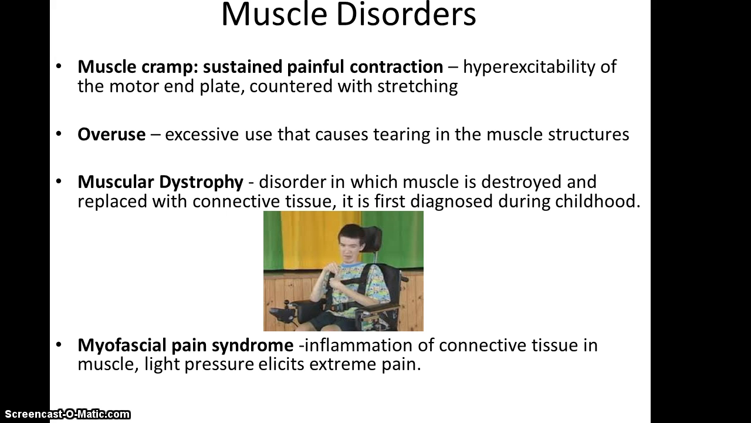Finally, there are some muscle disorders. There's muscle cramps, which are a hyperexcitability of the muscle end plate. There's overuse, which is tearing the muscles. There's muscular dystrophy, which is a disorder that leads to muscle replaced by connective tissue. And there's myofascial pain syndrome, which is inflammation that leads to much pain.